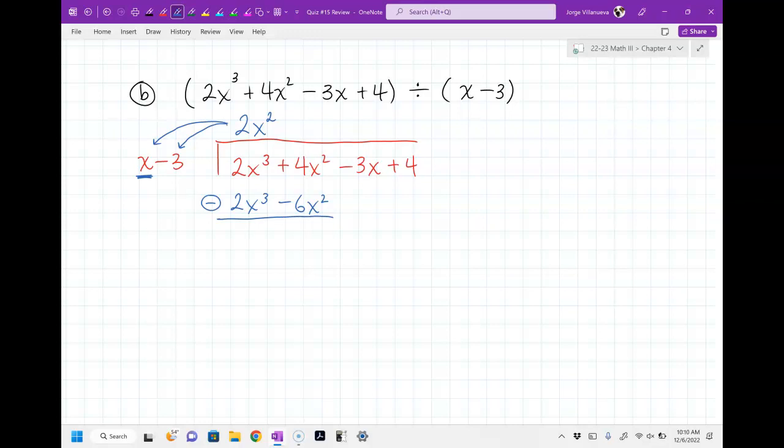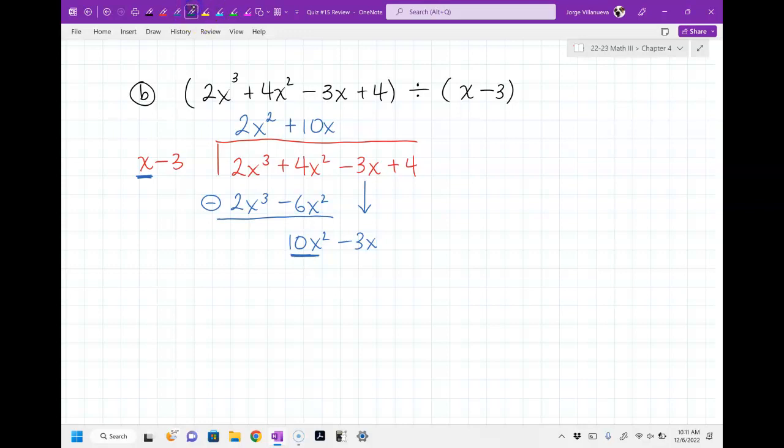What's 4x squared minus negative 6x squared? So think about that. What's 4x squared? Yeah, 10x squared. So 10x squared. And then we got to drop the next term. Okay, now pay attention to this term right here. I need x to become 10x squared. What do I multiply by? That's too much. 10x is actually what you want. Because if you multiply by 10x squared, then you get 10x cubed, right? We just want to multiply by 10x, only 10x.